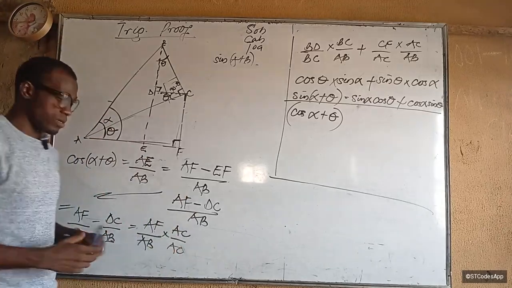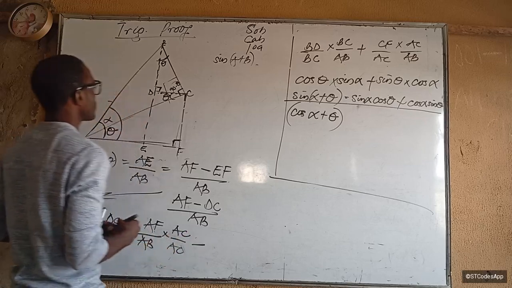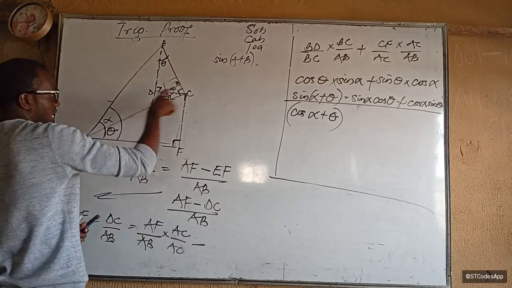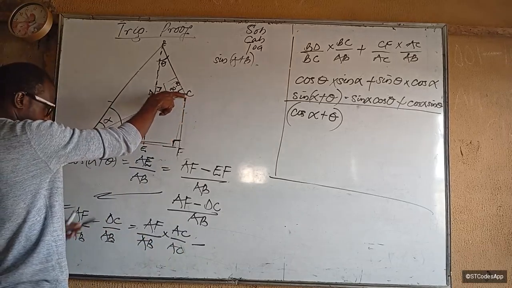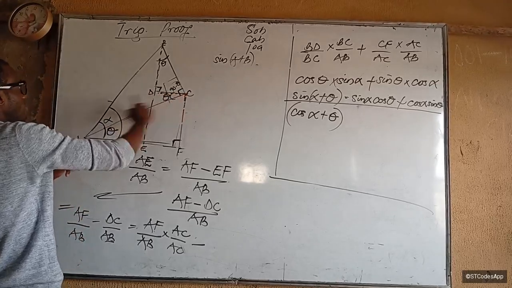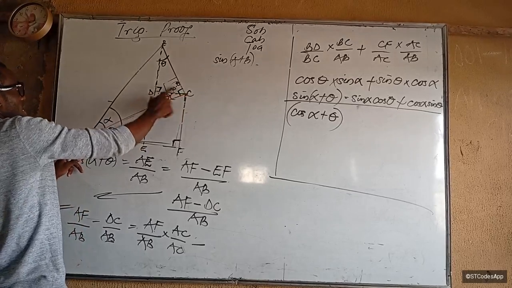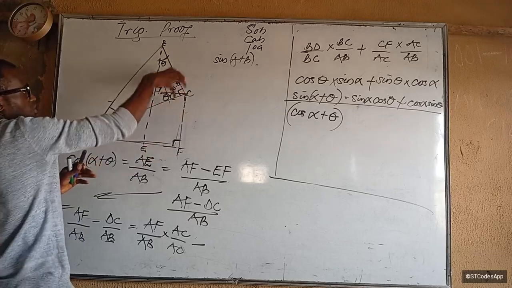Anything times 1 will give you the same thing, right? Minus, what about DC? DC is this side here. Okay? And AB is this side. DC is here, AB is here. AB is in this big triangle, and DC is in this small triangle here.